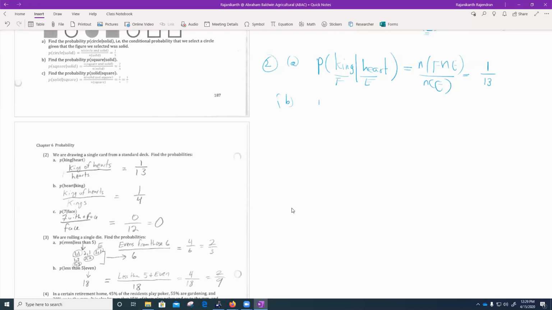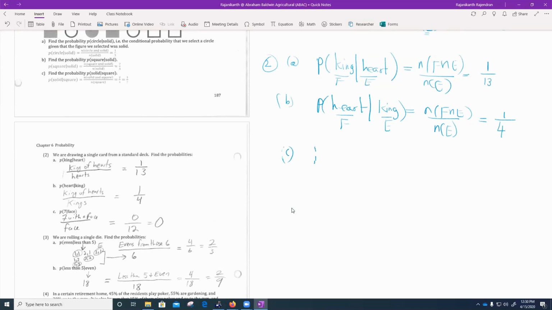And B, now the probability of choosing a heart given the condition that it is a king, right? So now here, this is F and this is E. So F intersection E over N of E. Now here, heart with king. Again, we have only one such card, but my E is now choosing a king. So how many king cards are there in the card pack? You will see 4. There are 4 of them. So it is 1/4.